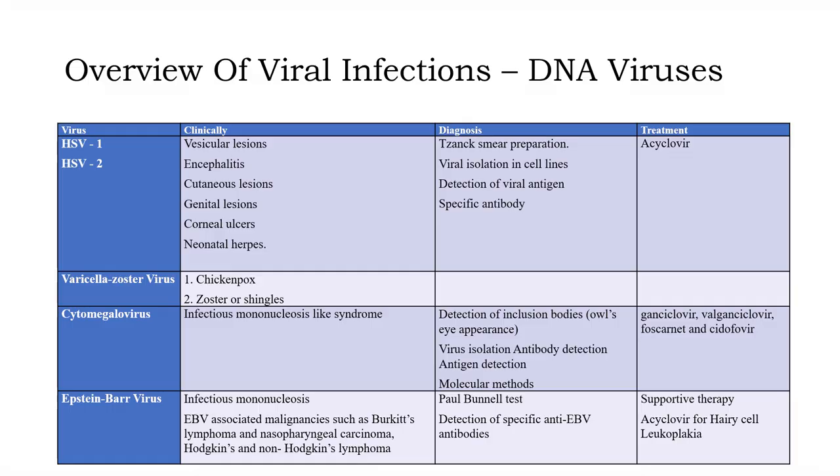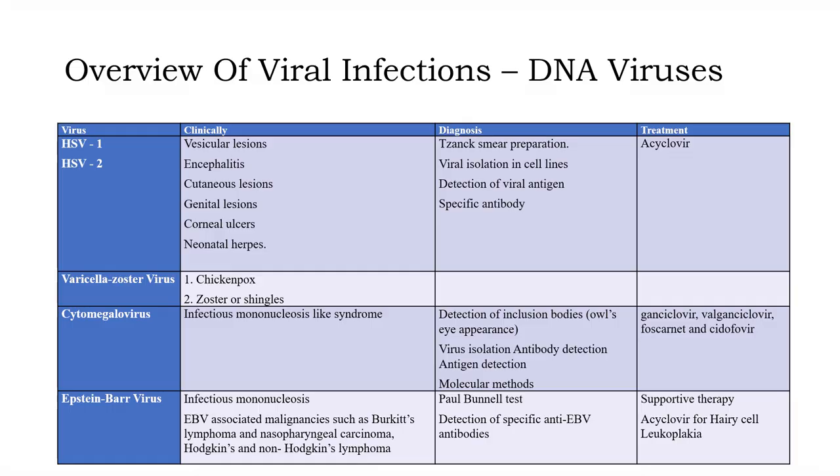Varicella zoster virus has two forms: one is chickenpox and the other is herpes zoster, or shingles. And there is cytomegalovirus, which causes an infectious mononucleosis-like syndrome. Classically you will see the owl's eye appearance of the inclusion bodies. Treatment is ganciclovir and valganciclovir.